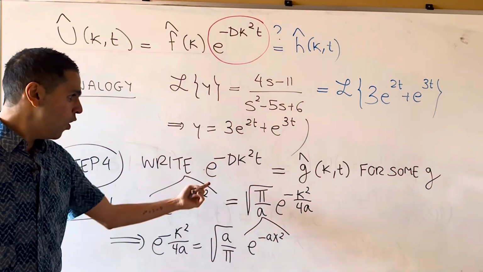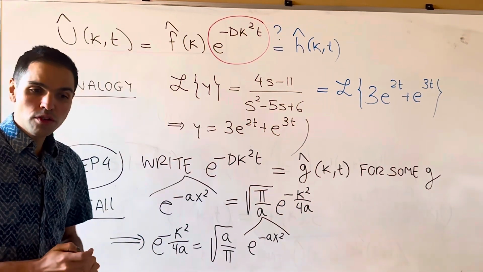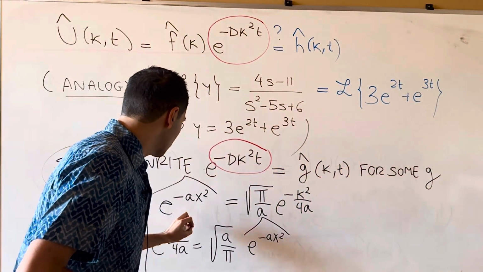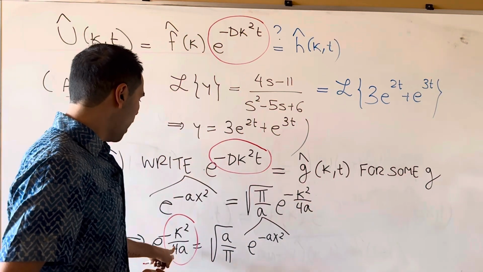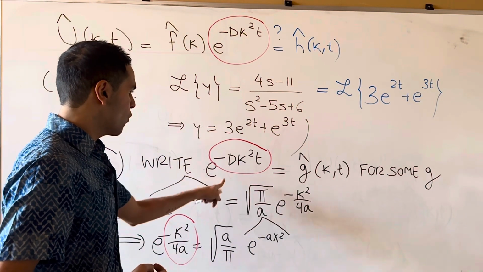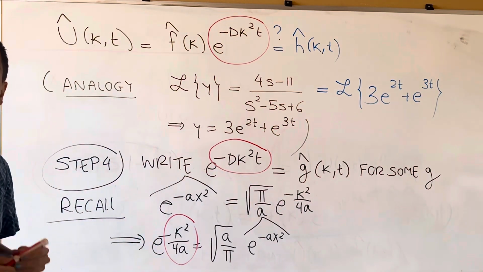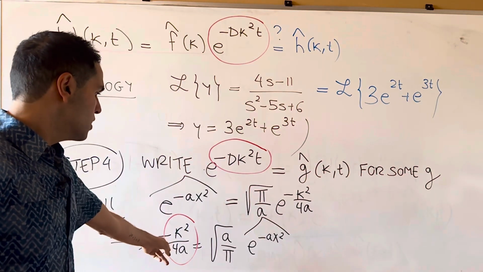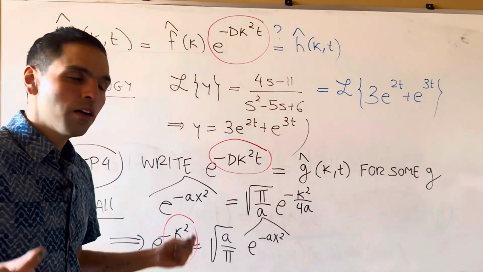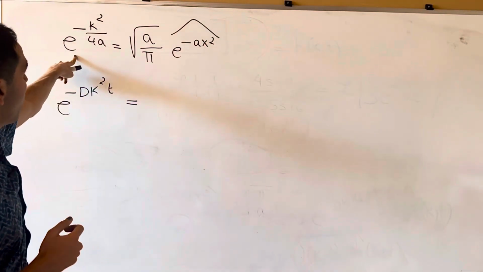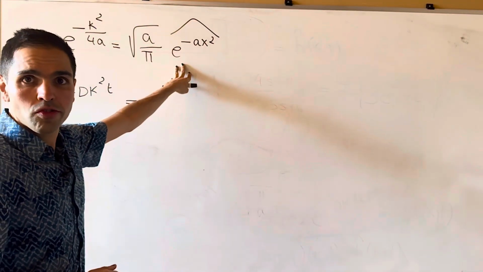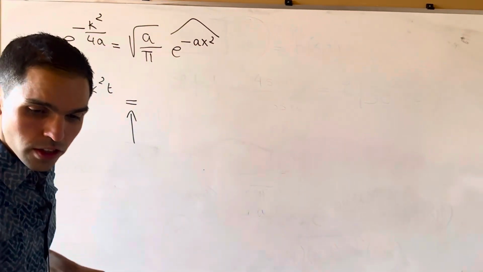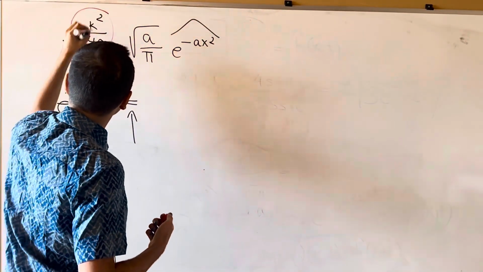And so really, all we have to do is just compare those two exponents. So it all boils down to, for which constant a do we have minus kappa squared over 4a equal to minus D kappa squared t. So the idea is equate both exponents, solve for a, and then use this formula. Okay, so let's do this. Once again, this Gaussian is a Fourier transform of another Gaussian, and now we want to apply this to here. So we just need to figure out when those exponents are equal.